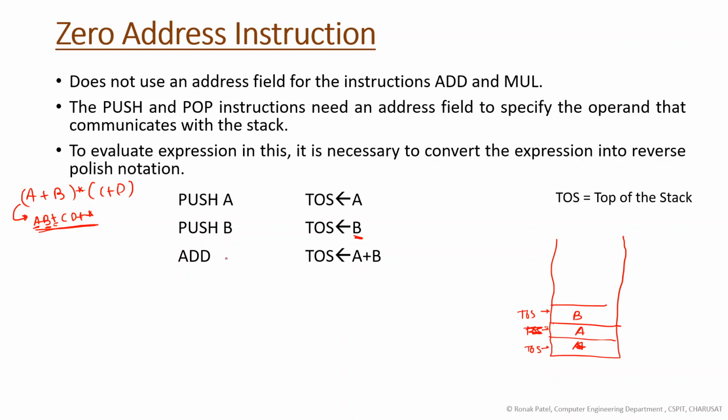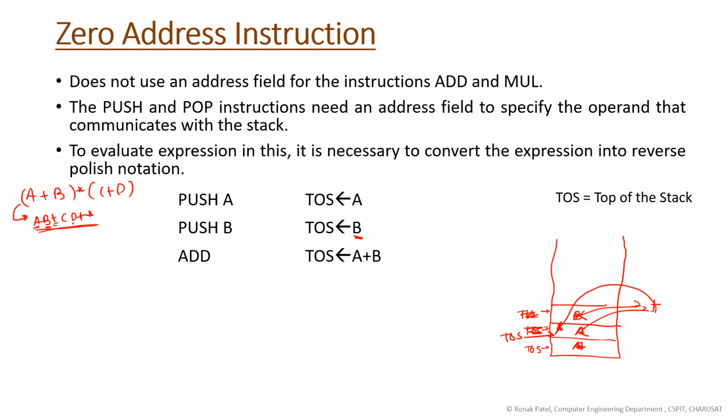So what it does, it will take out these two values B and A, add it and store the result here, right? Take out those two and store the result. So this will be discarded and the result will be stored, and this is your TOS now, right? Two values you have taken out, added.